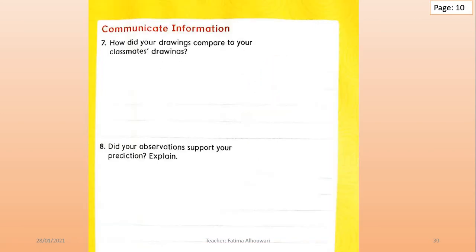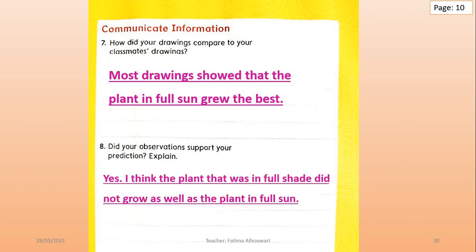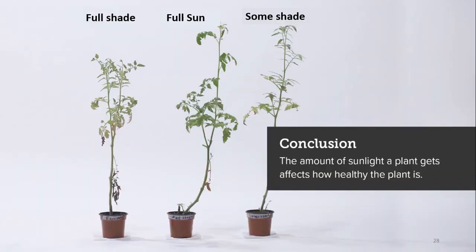Page number 10, we have 2 more questions. Question number 7, how did your drawings compare to your classmates' drawings? I think most drawings showed that the plant in full sun grew the best. Let's see question number 8. Did your observations support your prediction? Explain. What do you think, grade 2? Think about it and write your answer. For me, I think yes. I think the plant that was in full shade did not grow as well as the plant in full sun. Through this inquiry activity, we conclude that the amount of sunlight a plant gets affects how healthy the plant is.